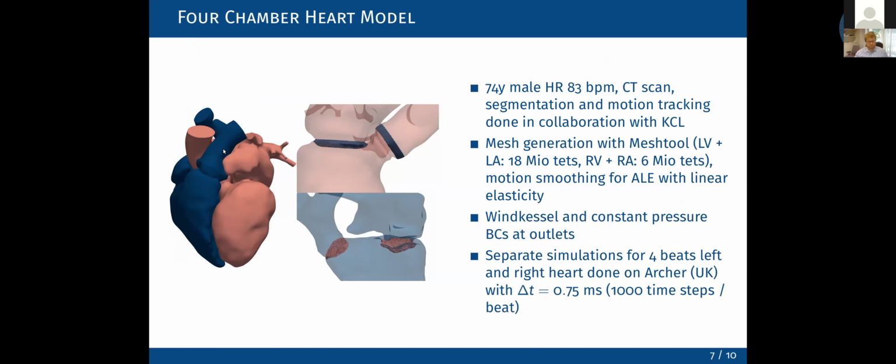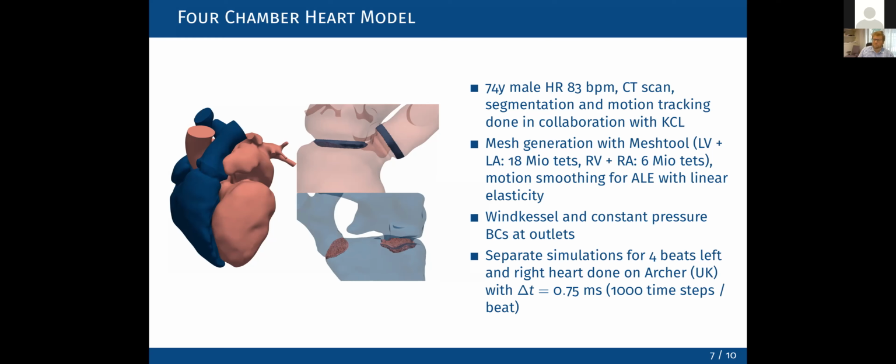And the second application, which actually gave the title for my talk, was the simulation of a 4-chamber heart model. The data for this model was provided by colleagues at KCL. This was a 74-year-old male patient with a heart rate of 83 beats per minute. We had a CT scan available, and we generated a model out of these CT scans, and we were also able to motion track and extract the motion of the heart out of cine CT scans.